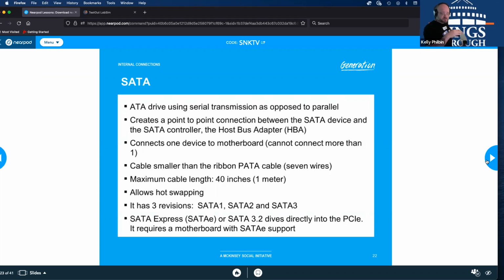Now it is also smaller than the PATA connection. It doesn't have that big, wide, fat ribbon. It's more like just a standard thin cable. So it's a little bit easier. It has a little bit longer connection length, about 3 feet, 1 meter, roughly. It allows for hot swapping, technically. And it has multiple versions, SATA 1, 2, and 3. And it allows you to push your M.2s plug directly into your PCIe connection, but it requires a motherboard with SATA E support.